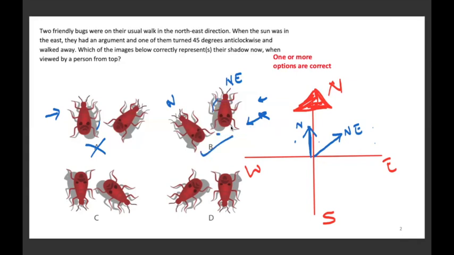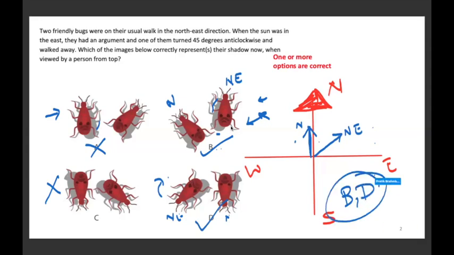In case of option C, again it's a rotated version of A itself, which means the shadow is falling from the west side, so this is wrong. In case of option D, it's a rotated version of B, actually, if you observe it very carefully. In which case, this points to the northeast direction and this points to the north direction, rotated like that. So D is correct. So both option B and D are correct in this case. Okay, we'll move to the next one.